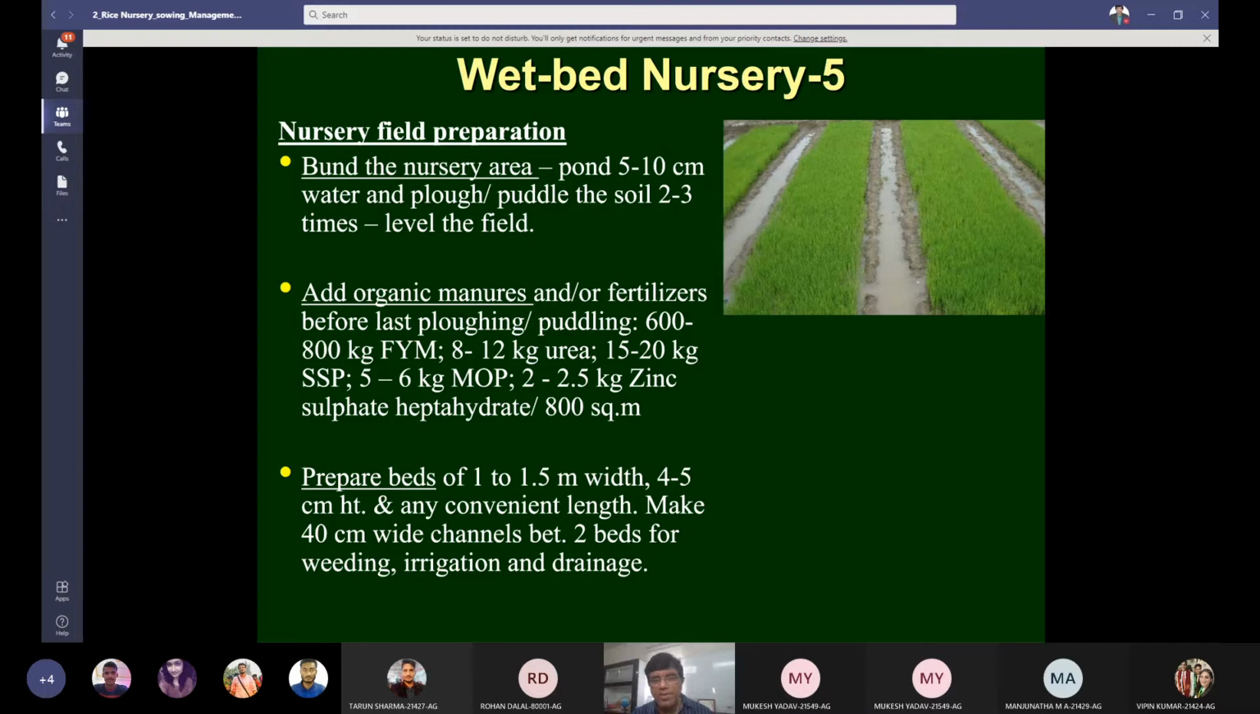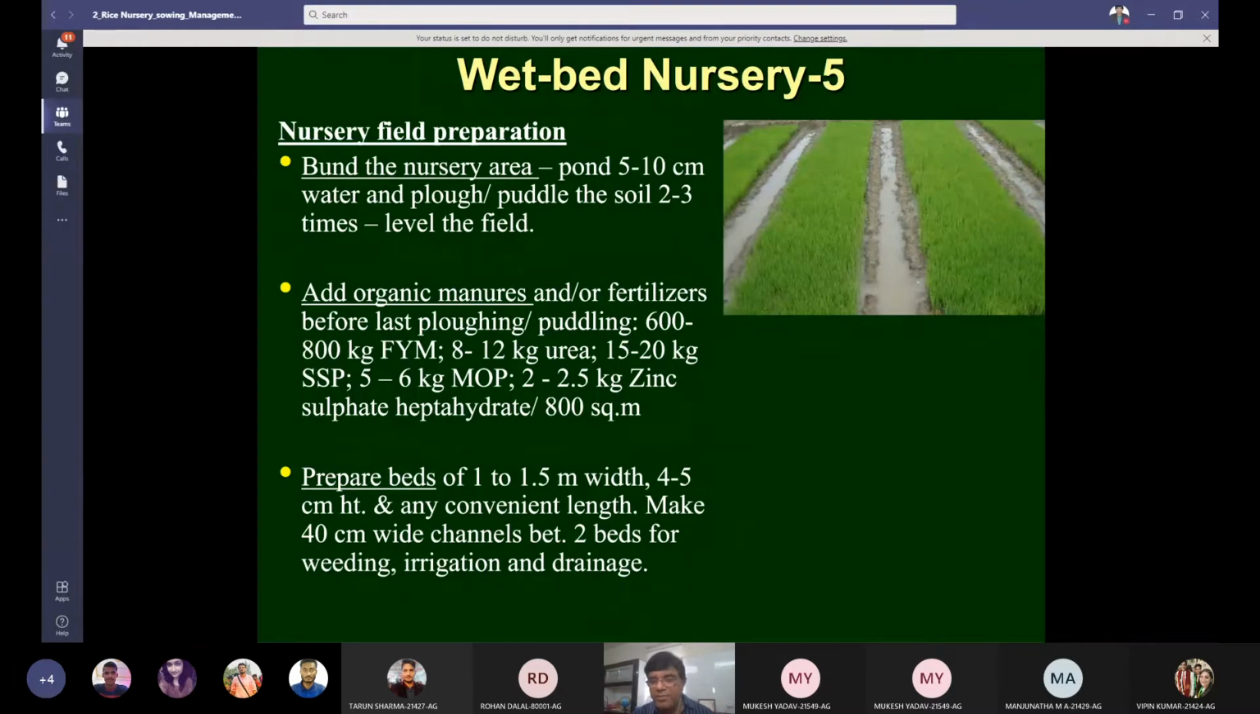And 8 to 12 kg of urea, 15 to 20 kg of single superphosphate, 5 to 6 kilogram MOP, and 2 to 2.5 kilogram zinc sulfate heptahydrate per 800 square meter for the nursery area. Now you can prepare the beds also, beds of 1 to 1.5 meter wide. The width of the bed should be 1 to 1.5 meter.